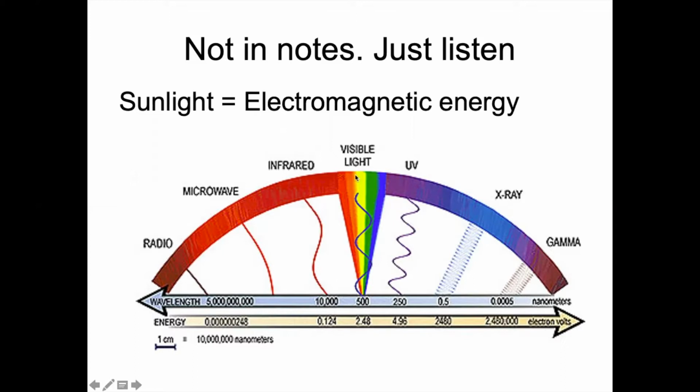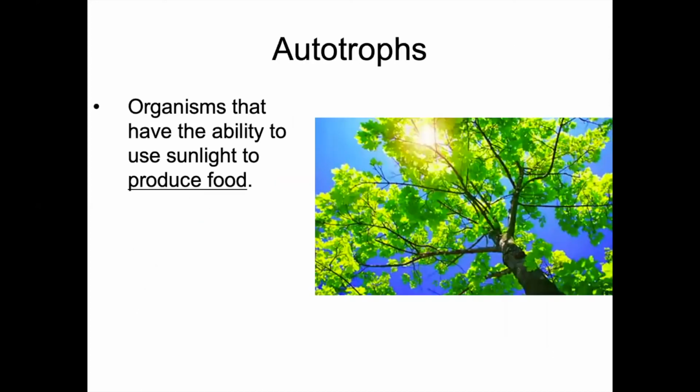So plants are going to turn red and blue energy into food energy somehow. So let's talk about how that happens. First off, going back to chapter 1, autotrophs is our fancy word for any living thing that can do what we just said. Any living organism that can take solar energy and turn it into food energy is considered an autotroph. Let's break this word down.